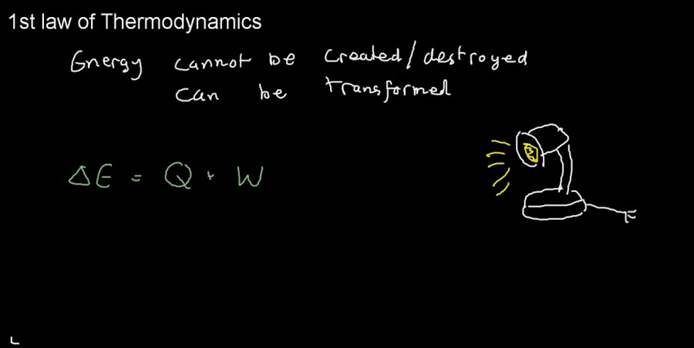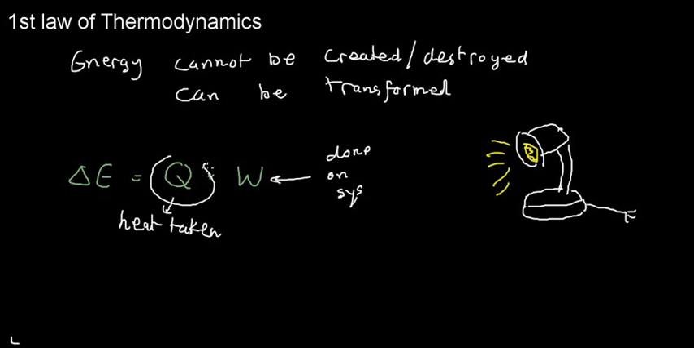Basically, this term refers to heat taken by the system, and this is work done on the system. Obviously, you can put a negative here and say work done by the system, but this is the easiest way: just saying how much heat did I give to my system and how much work did I do to my system.